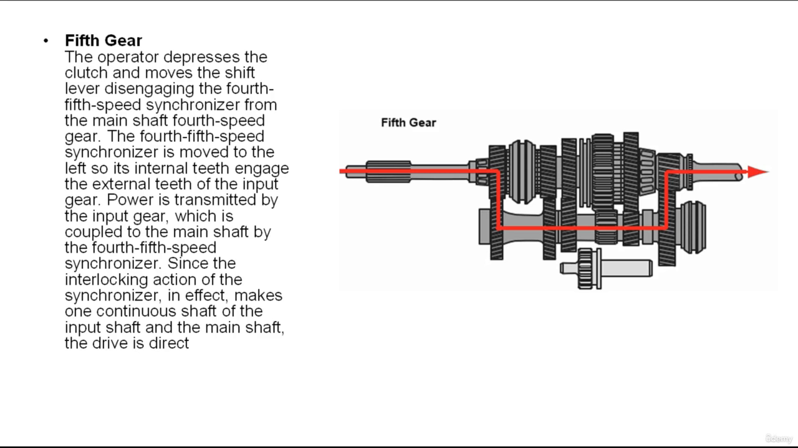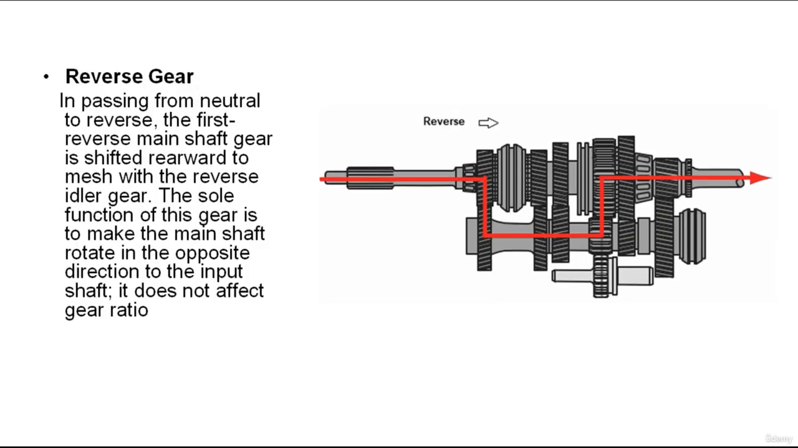And the last one is the reverse. In reverse gear, it's necessary to reverse the direction of the main shaft or the output shaft. This is done by introducing a reverse idler gear into the power flow path. The idler gear is located between the counter shaft reverse gear and the reverse speed gear on the main shaft.